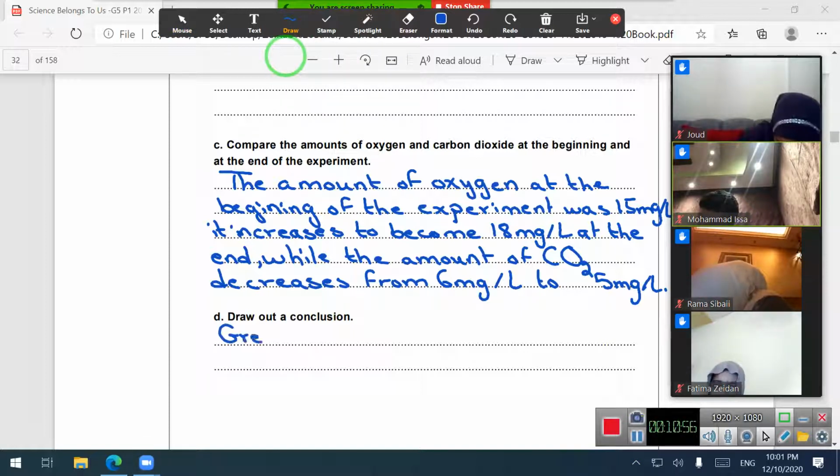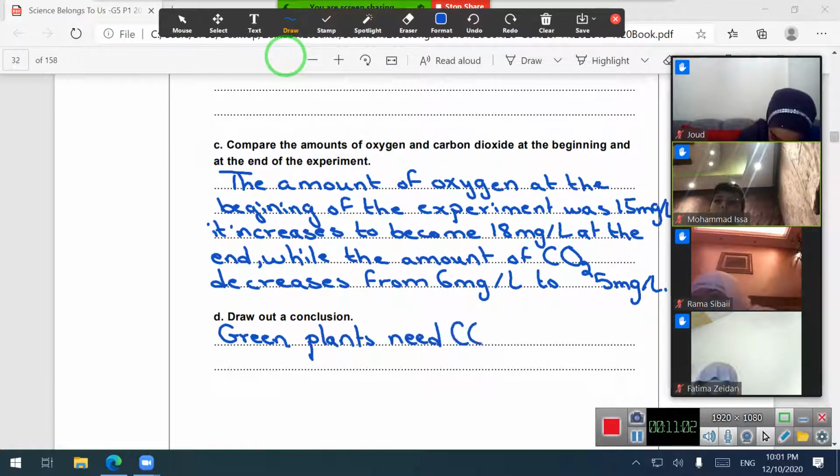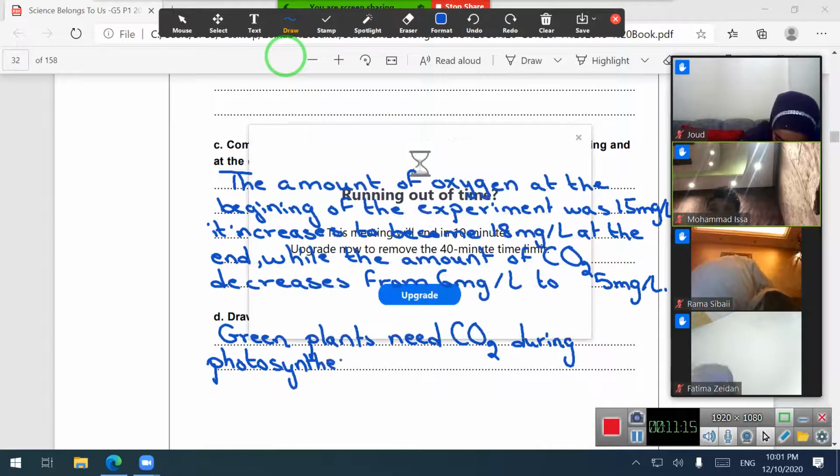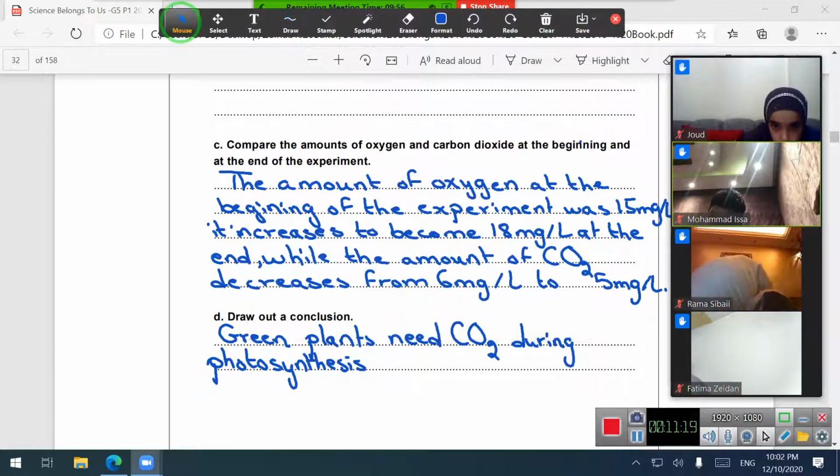Green plants need CO2 during photosynthesis, or absorb CO2 during photosynthesis, and release O2 or oxygen.